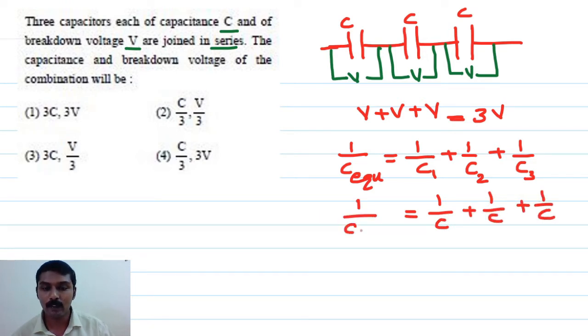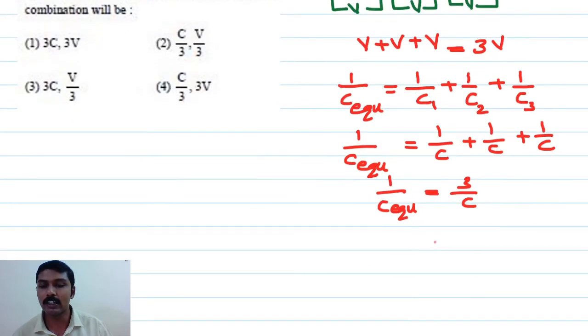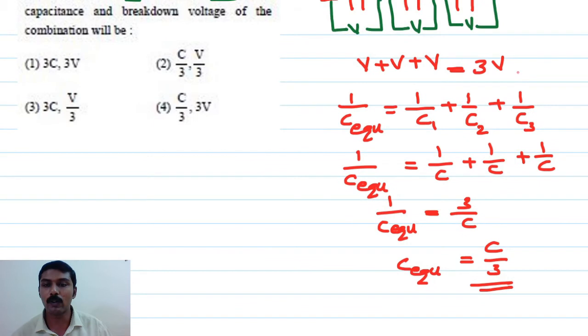So for 1 by C equivalent, you can see that the denominators are the same, so the numerators get added together, and you get 3 divided by C. 1 by C equivalent is that. So what will be C equivalent then? C equivalent will be equal to C divided by 3. So you obviously got the answers: the potential is 3V and the capacitance is C by 3. So the right answer is the fourth option.